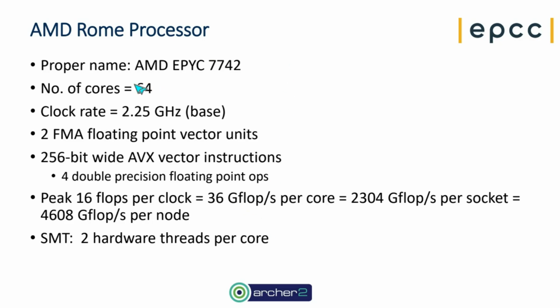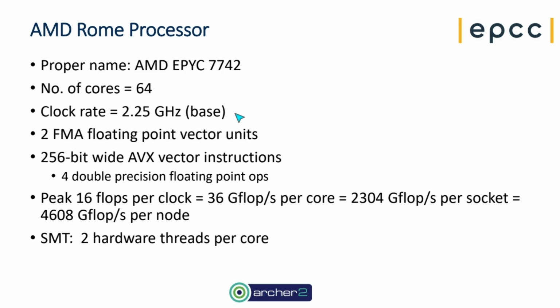Yeah, so we've got two processors in a node, each of which has 64 cores. The clock rate is nominally 2.25 gigahertz. That's actually the base clock rate. The processor supports turbo boosting.